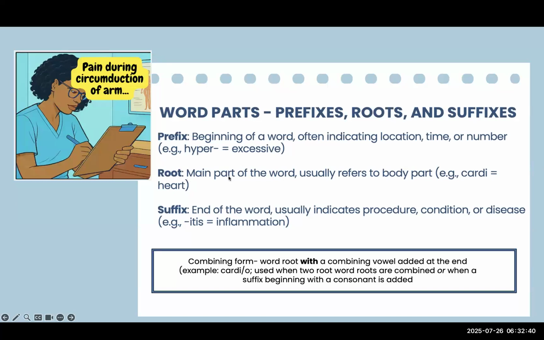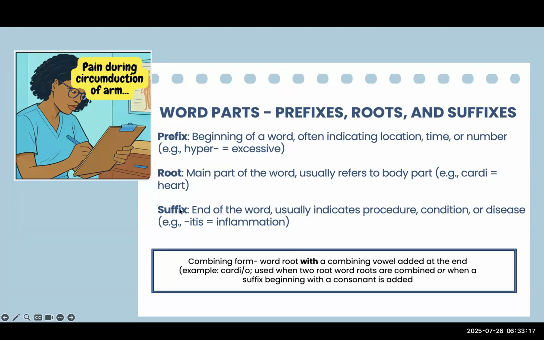Then there's a word root. It's the main part of the word and usually refers to the body part. In this example, we have cardi, and that means heart. Now, I want to take a break real fast and emphasize that the word root and the combining form are different, but they're very close, like they look almost alike. For example, cardi, as we established, is a word root. As soon as you add this /o, you have a combining form. It's the word root with a vowel added at the end.